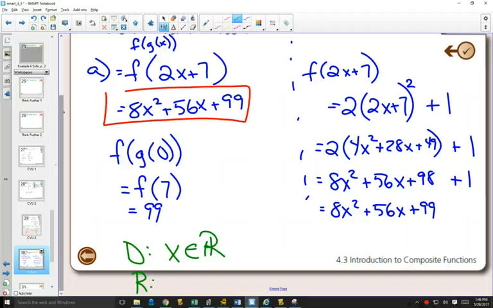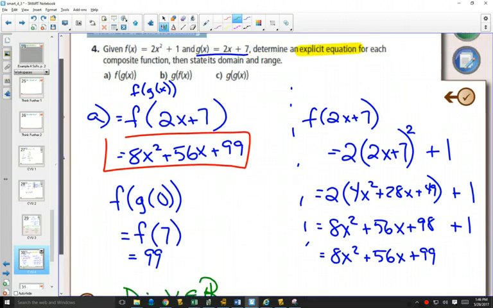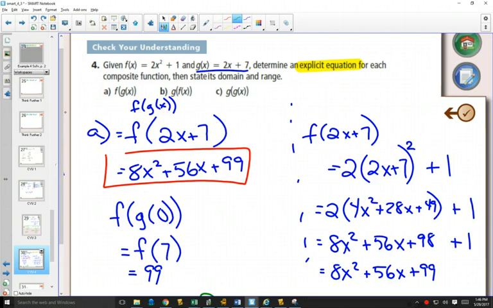Okay? We also have to check to make sure that our original two functions had no restrictions. F of x had a domain of everything. G of x had a domain of everything. So that also implies that our function will have a domain of everything. So when checking explicit equations domain, you have to check the original domain of the function inside to make sure there were no restrictions on it, and then check your final equation's domain as well.